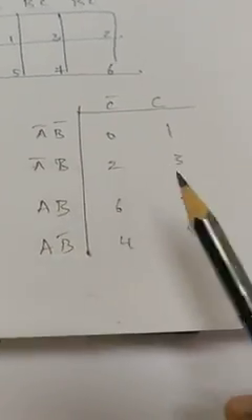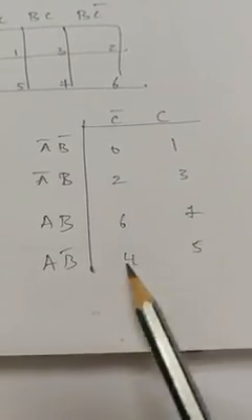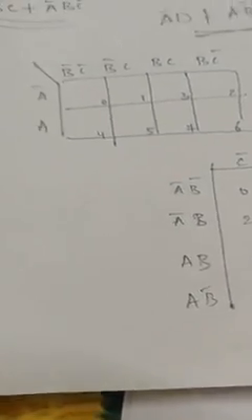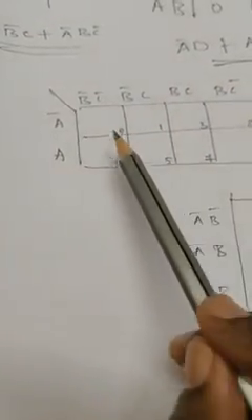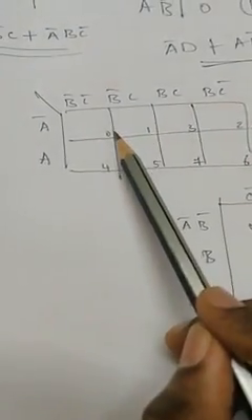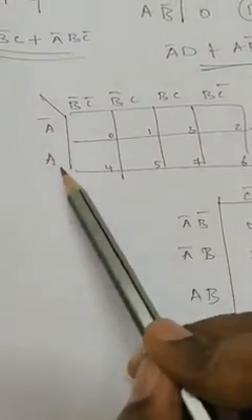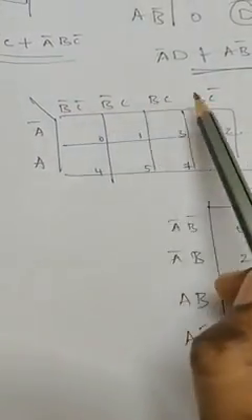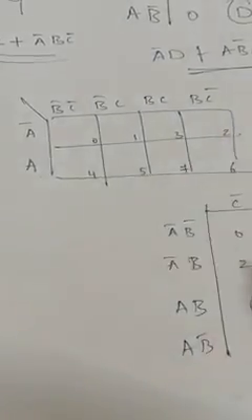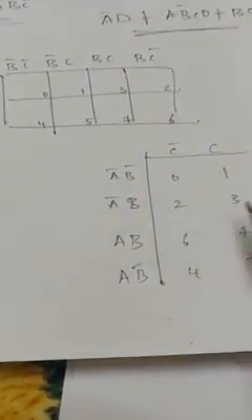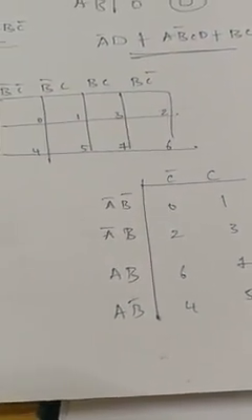So if you want to solve the problems, the numbers like 0, 1, 2, 3, 4, 5, 6, 7 go like this. If you want to construct the 3 variable K-map in this manner, remember the numbers 0, 1, 2, 3, 4, 5, 6, 7. A bar A, B bar C bar, B bar C, B C, B C bar. This is also right and this is also right. You can follow this method or this method. Both are right. Okay.